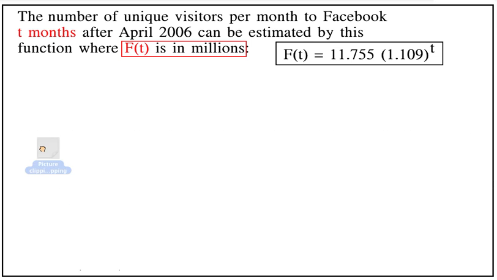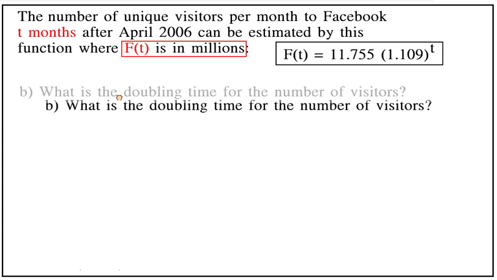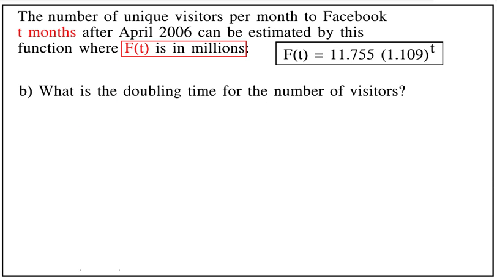Here is part B. And for many of you, this is the more troublesome part of this problem. Essentially, what they're asking here is, what is the doubling time for the number of visitors? And this is a huge and valuable statistic for exponential equations. It's a real nice snapshot of what's going on up here. And we'll talk more about that when we get there. For now, let's get it.